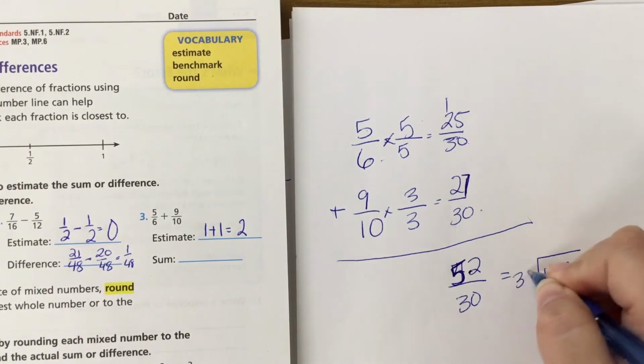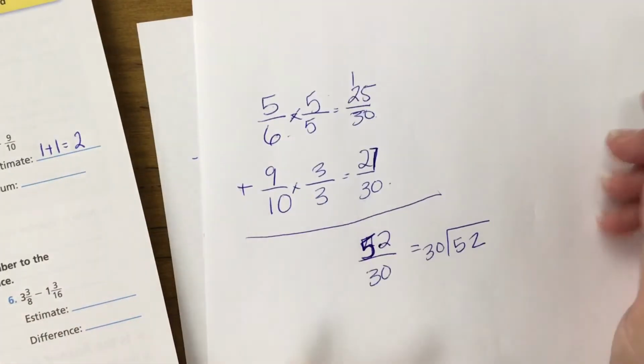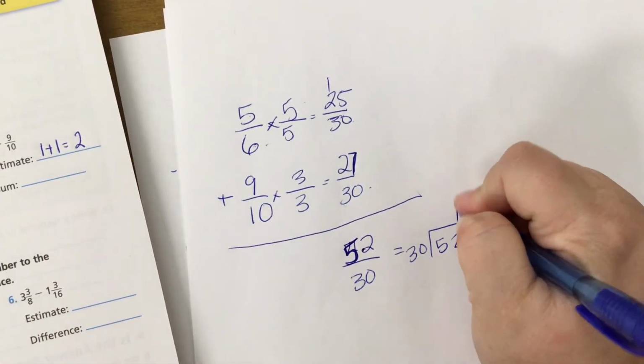So 52's in the house, 30 goes knocking on the door. Again, the book is in the way. Okay, 30 goes into 52 one time.